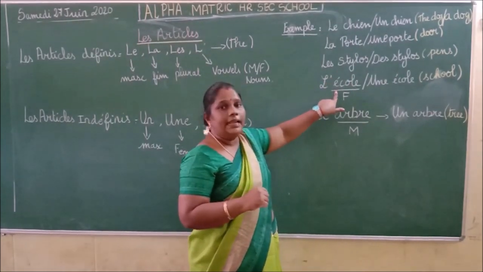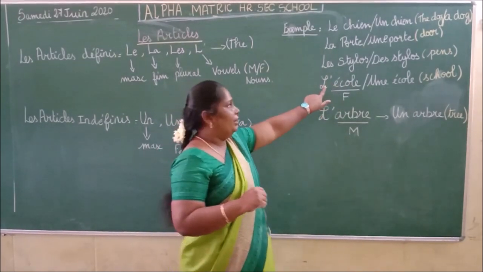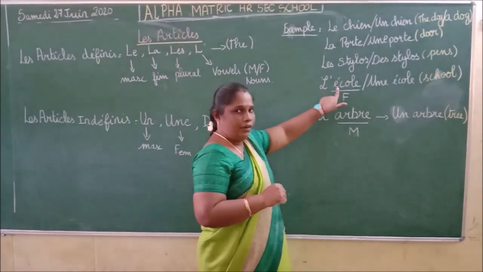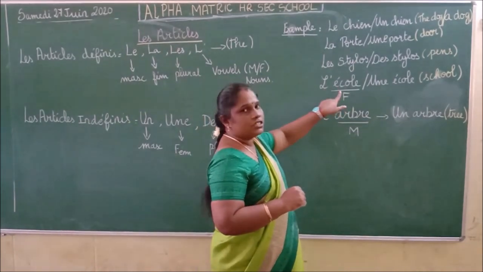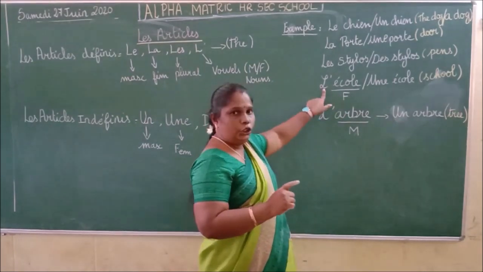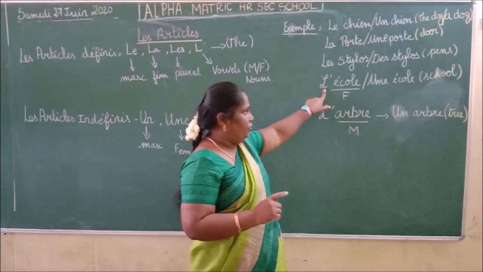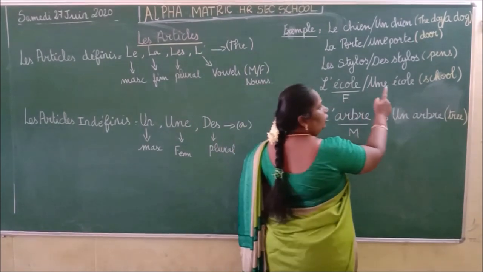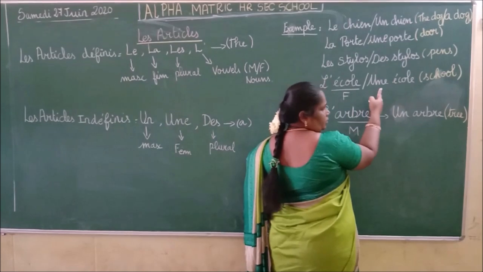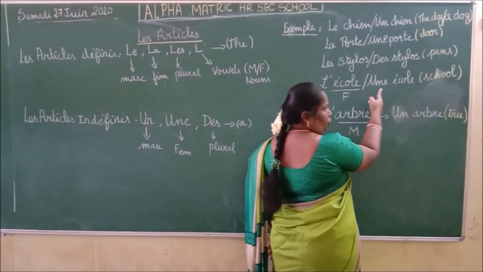Next, l'car. Why did I put L apostrophe here? Because it started with a vowel. So each noun that starts with a vowel, whether it is masculine or feminine, we are going to put L apostrophe. So here, unicorn. I know that it is masculine. So I am going to put un.